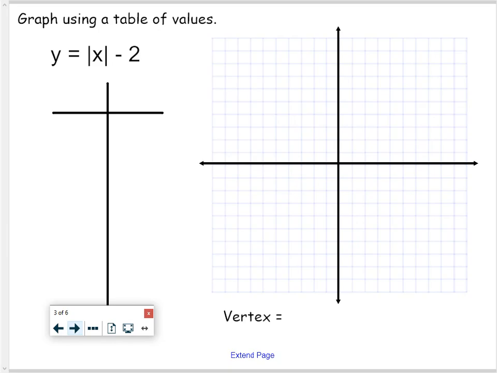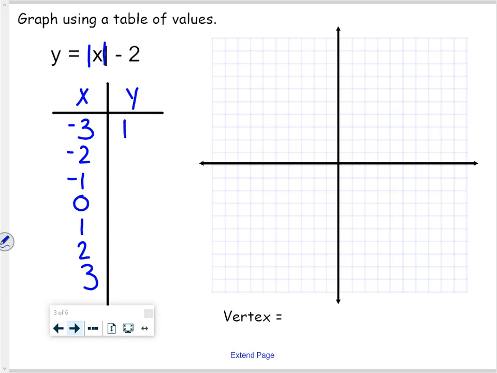Now, I want to find the absolute value of x, but then after I find the absolute value, subtract 2. So let's get our x and our y. We're going to use those same numbers. When I substitute -3, the absolute value of -3 is 3, but then 3 minus 2 is 1. Right? That was 3 minus 2.